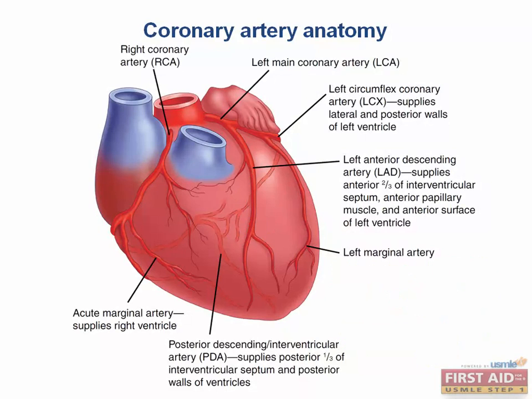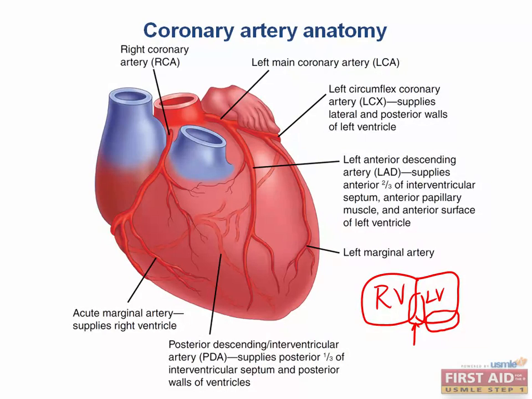So again, if we examine it in a cross section of the heart, with this being our right ventricle and this being our left ventricle, this is our interventricular septum. The septal branches will be supplying the anterior 2/3, and then the diagonal branches of the left anterior descending will be supplying the anterior aspect of the left ventricle. This is incredibly high yield. Let's repeat it one more time.